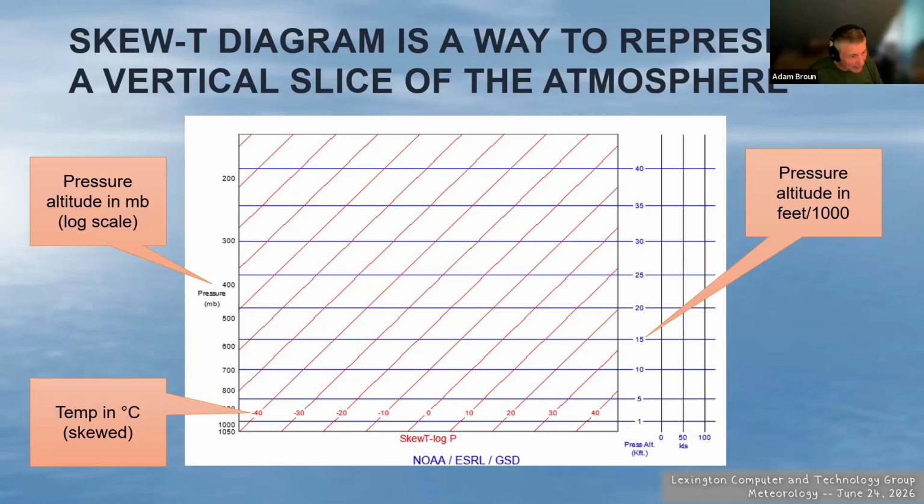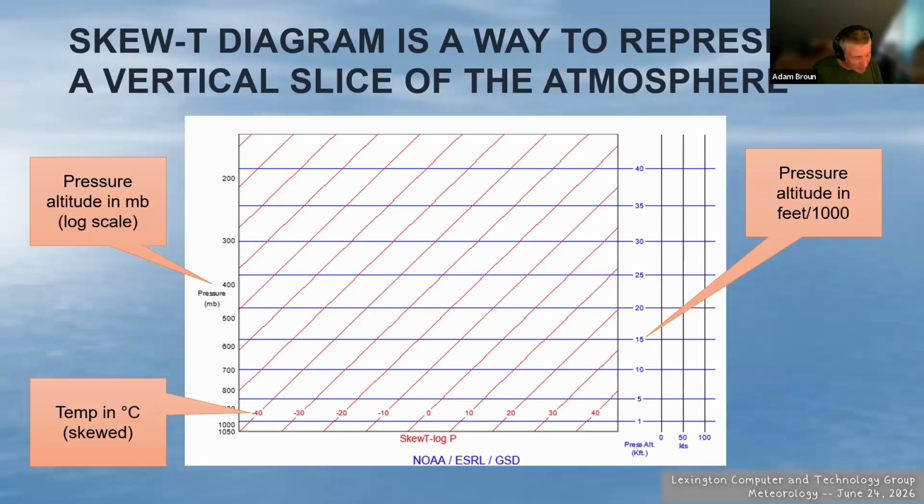Because the atmosphere gets colder generally as we go up, if we were to draw this on regular graph paper, these graphs would be incredibly wide and quite short. And so in order just to make them conveniently printed on reasonable shapes of paper, they skew the temperature axis by 45 degrees to the right. And that's what gives the graph its name. The formal name for the graph is a SKEW-T log P graph. SKEW-T, the temperature axis is skewed 45 degrees, and log P because the y-axis is the logarithm of the pressure.